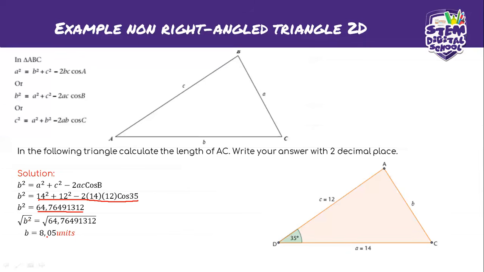So we have just calculated side AC, which is 8,05 units. So we used the cosine rule. Why? Because we had 2 sides, 1 angle, and this angle was between these 2 given sides. All right. Let's proceed.